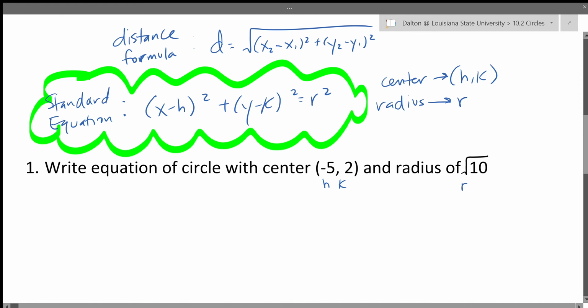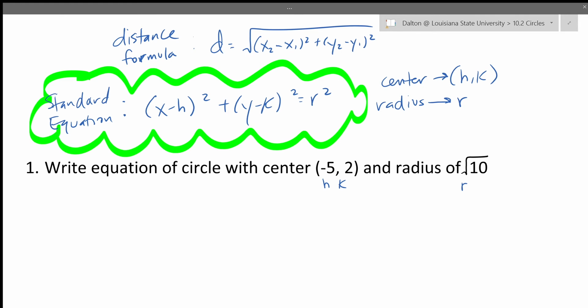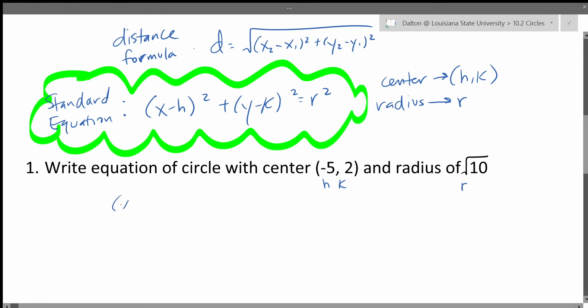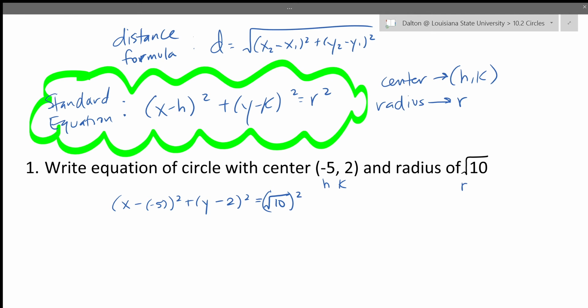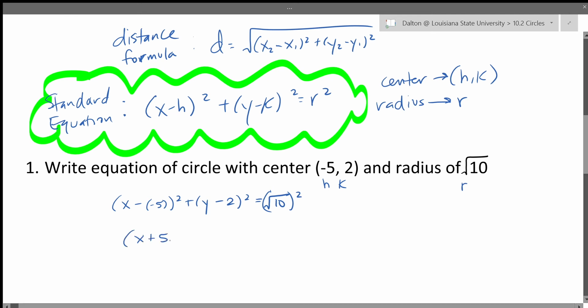So you're literally just going to substitute these 3 values directly into our standard equation. Open parentheses, x minus, instead of h, we're substituting in negative 5, squared, plus y minus k is 2, squared, is equal to r squared. So r is the square root of 10, squared. And then before you call this your answer and call it a day, you definitely want to simplify it a little bit and clean it up. So you get (x plus 5) squared plus (y minus 2) squared is equal to the square root of 10 squared, which is just 10. So that's as basic as the circle questions get.